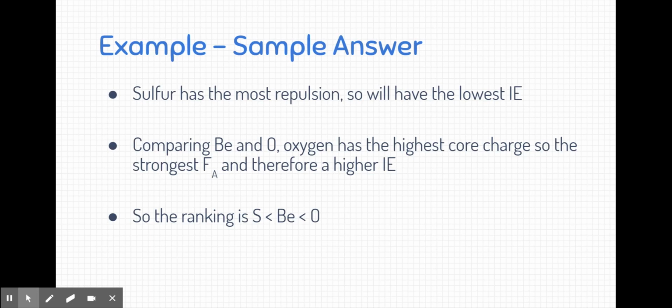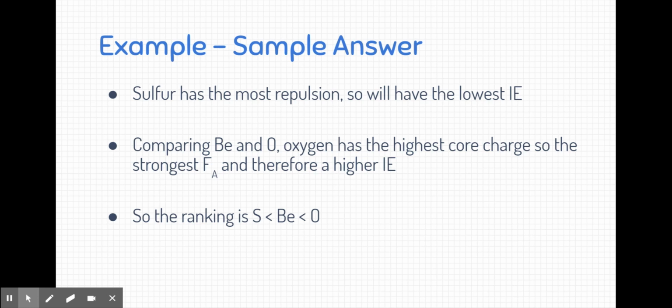So now that we've talked about and drawn our answer, let's more formally write down an answer for this. Once again, my Bohr-Rutherford diagrams and core charge calculations are the justification or the evidence that you need to show me to back up the answers you're giving me here. So you can't just say sulfur has the most repulsion. You showed me that using your Bohr-Rutherford diagram.